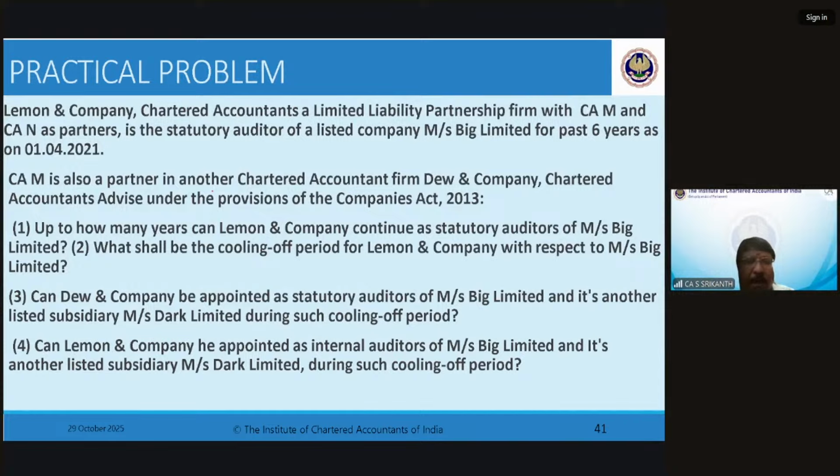Can Lemon and Company be appointed as internal auditors of Messrs. Big Limited and another listed subsidiary, Dark Limited? Poojaji is saying no, Lemon and Company cannot be appointed as internal auditors of Big Limited or subsidiary during the cooling off period. Correct. Prerna is giving the right answer as of now.